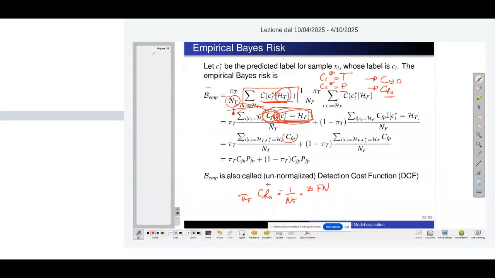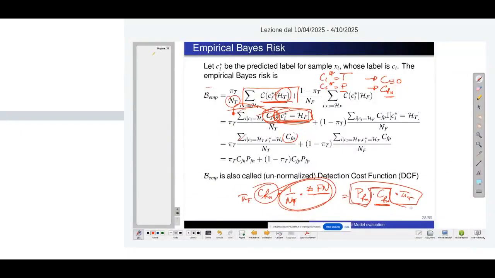Every time I have a false negative, I pay a cost of this kind. But this term here, number of false negatives divided by number of samples of class true, we call it false negative rate, times cost of false negatives, times prior of class true. So for the class true, I pay what? A cost of false negative every time I have an error of that kind.